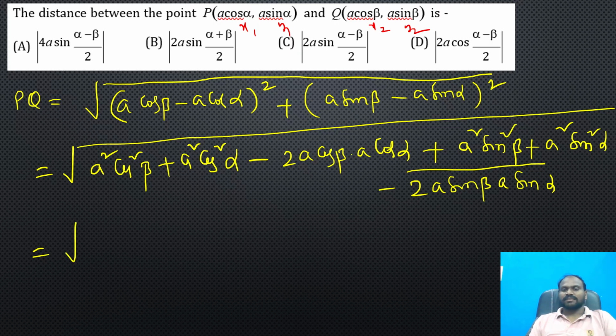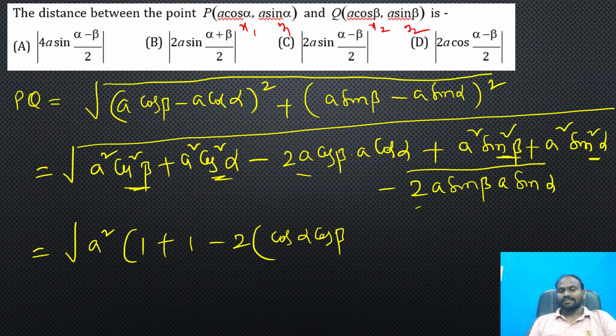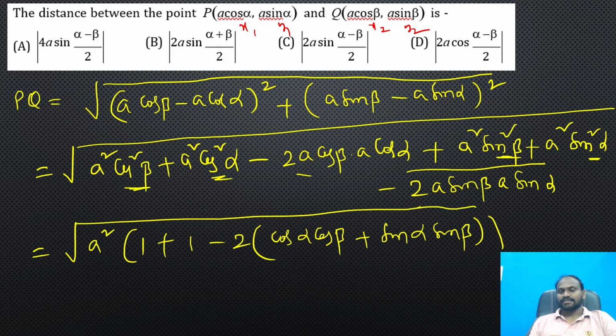Now you can see from every term you can take A square common. Then cos square beta plus sin square beta value is 1, and cos square alpha plus sin square alpha value is also 1, and here I can take minus 2 also common. Then I have cos alpha cos beta plus sin alpha sin beta. So this is what we have. Right, students? Now it's A square, and 2 also common, so 2A square of 1 minus cos of (alpha minus beta).